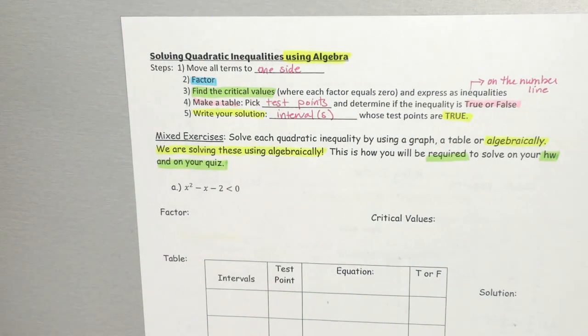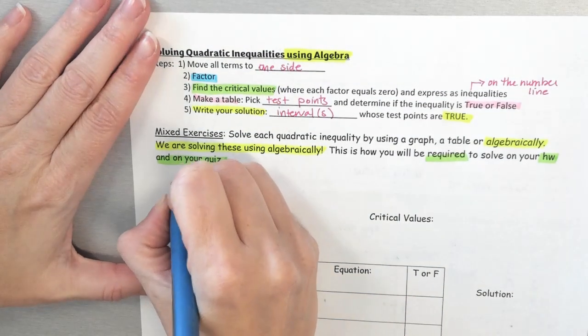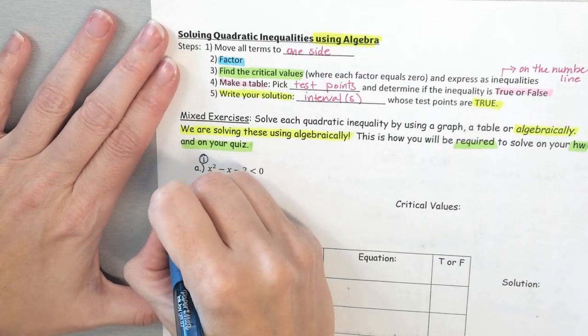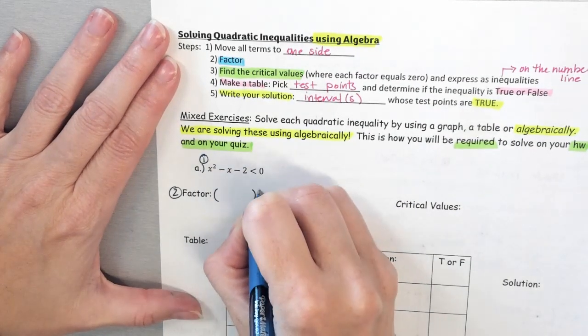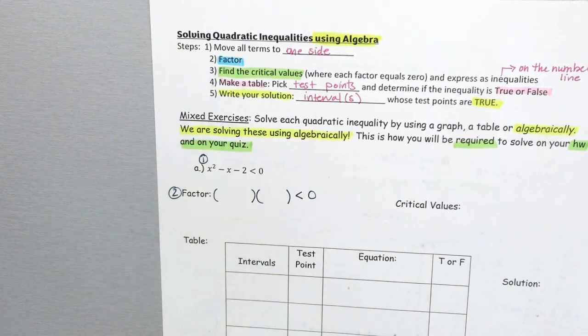All right, and then we're going to use our checklist to help us with this. The first thing is move all the terms to one side. Well, that was already done for us. You know they're all moved to one side if you have 0 on the other side. Then we're going to factor. Step 2. We're going to keep the less than 0.